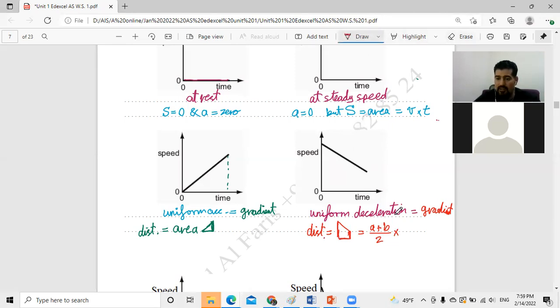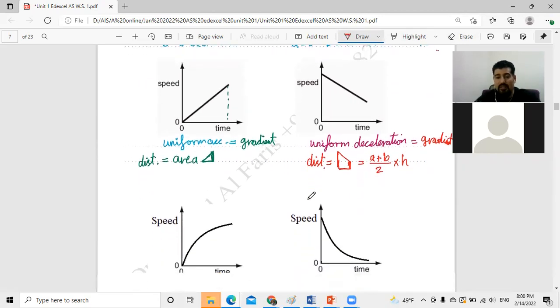Why do I keep saying times T? Because it's the same formula that we took before. It's U plus V over 2 times time. Exactly. So you have to be careful that we have to know how to find the gradient and how to find the area of any object.